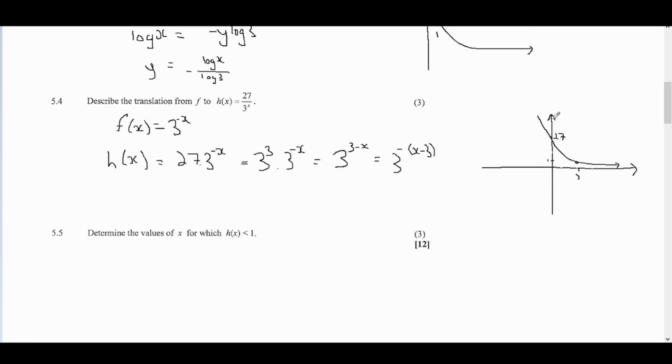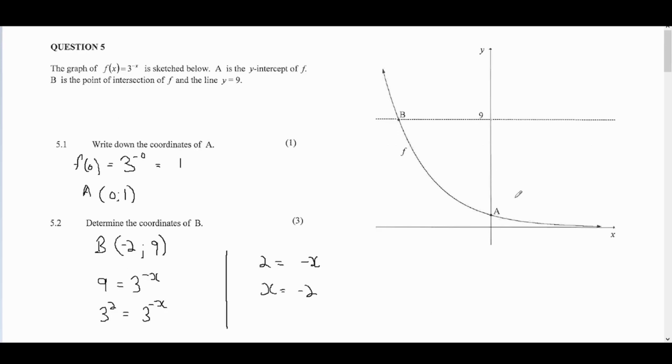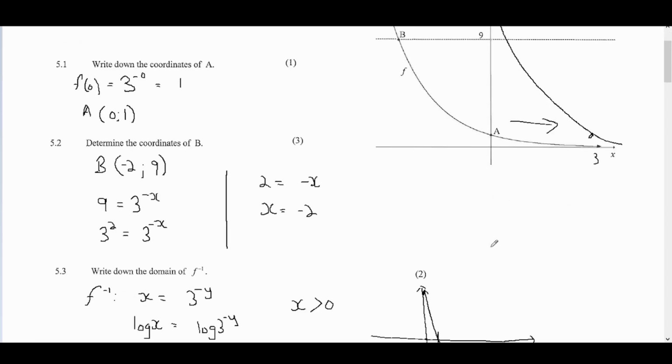So it's the exact same graph. If I had to draw it here, I can't because 9 is too high, but it would be at 27, and then it would come all the way down, and then this point here would be at 3. So this whole graph was shifted to the right by 3 units.